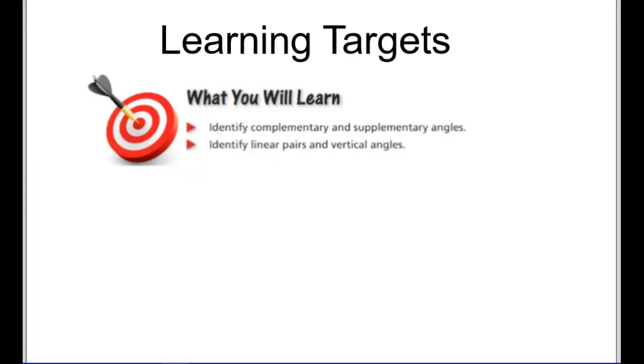Now let's look at our learning targets. First, we identified complementary and supplementary angles. Then we looked at linear pairs and vertical angles. We also talked about what I can and cannot assume based on just the picture I'm given. Now that we've worked through this, go ahead and work on the homework for this section.